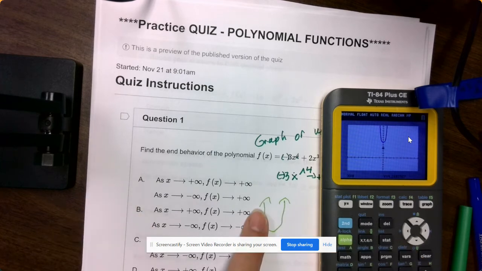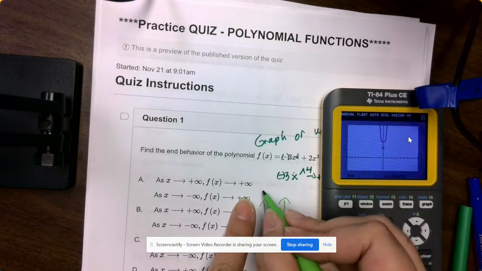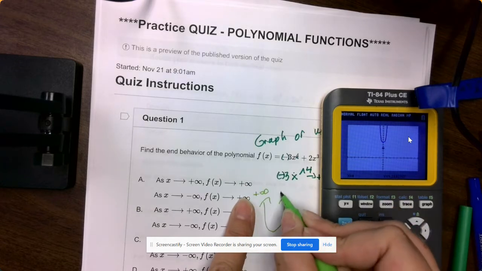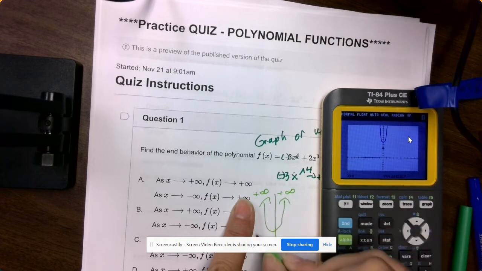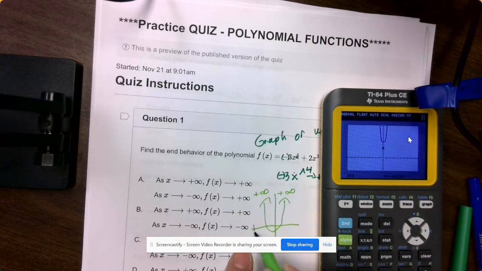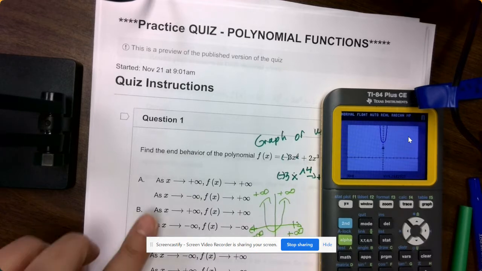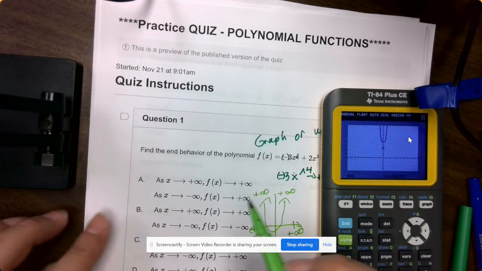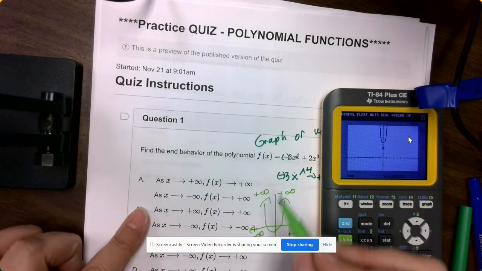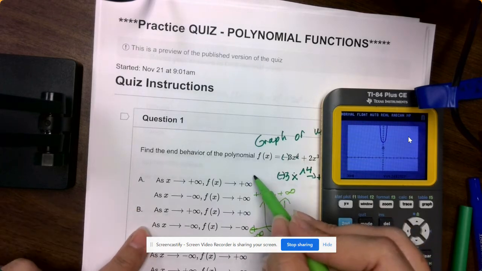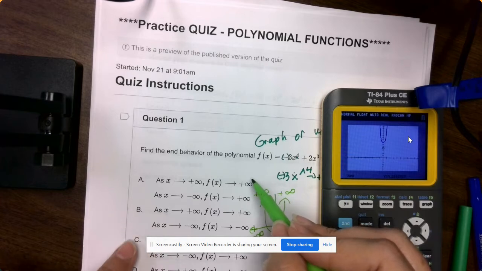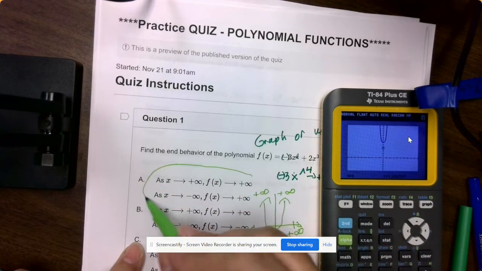So for x, it's going up. So it's going to be positive infinity for both sides for f of x. For x, it's going to approach negative infinity because it's going to get smaller, and then positive infinity on the other side because it's going to keep going up and up like this and get smaller and smaller. So we can actually use A. So A works on this one.